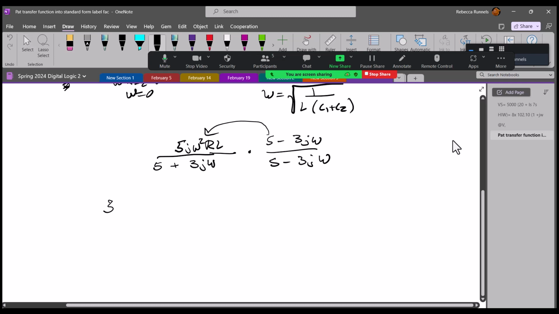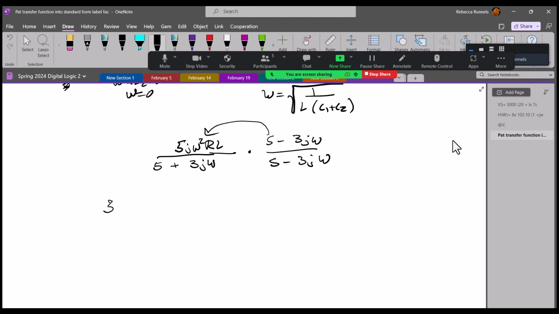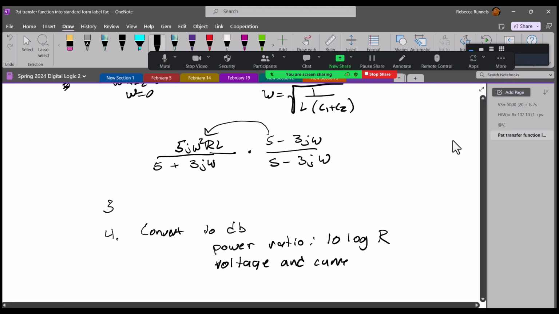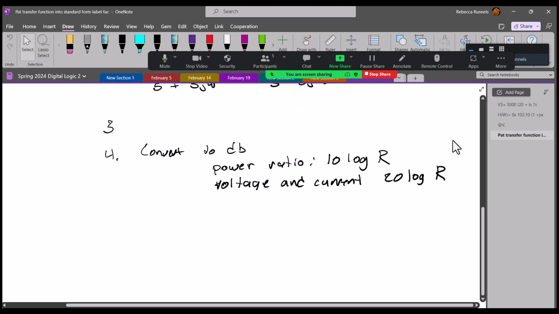There was another question. I'll come back to an example of how long it would be. So then there's another one: convert to decibels, and so you need to remember a power ratio. You do 10 log whatever your ratio was, and for voltage and current, it'd be 20 log whatever your ratio is. I just have R standing for ratio.